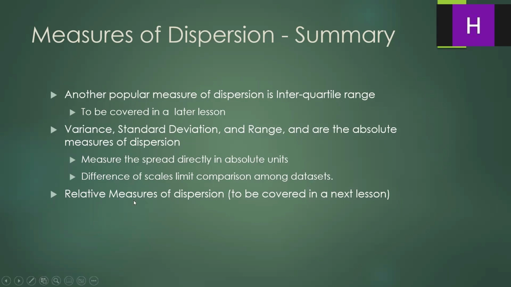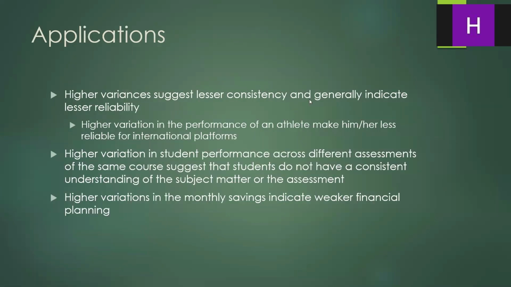So for that, we use the relative measure of dispersion. So let's look at a few applications of the use of variance in daily life. As a general rule of thumb, if you see higher variances in the values or in the observations of a certain phenomenon, whichever thing you are measuring, then that indicates lesser consistency, and lesser consistency means there may be risks to reliability.